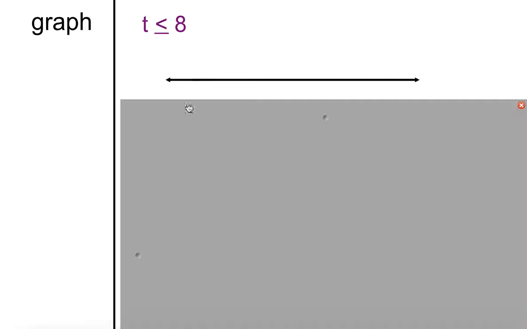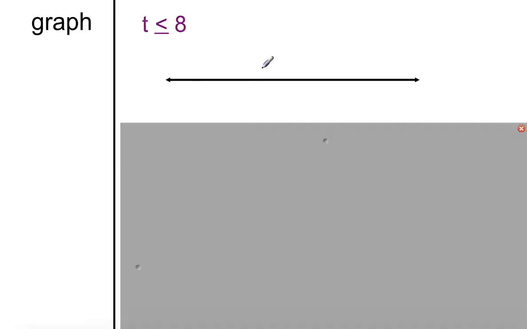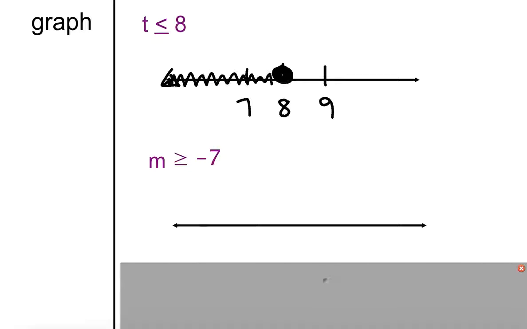Let's try another one. T is less than or equal to 8. So in this case, I would go 8, 7, and 9. Now I have to decide. T is less than or equal to 8, meaning it's going to include 8, so I would color it in. Now I need all the numbers less than 8. It would go in this direction. And it must include 8, so it's colored in. You try this next one.